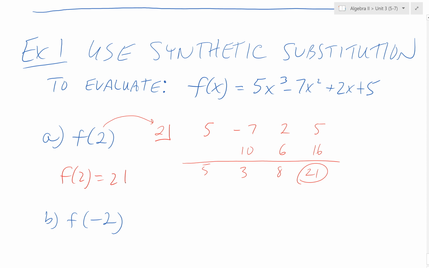That might be easier than trying to plug 2 into that polynomial, especially when you get into larger numbers and larger powers, larger exponents. The synthetic division never involves exponents. We never have to raise anything to a power. All we're doing is multiplying and adding. So that tends to be easier to do in your head.